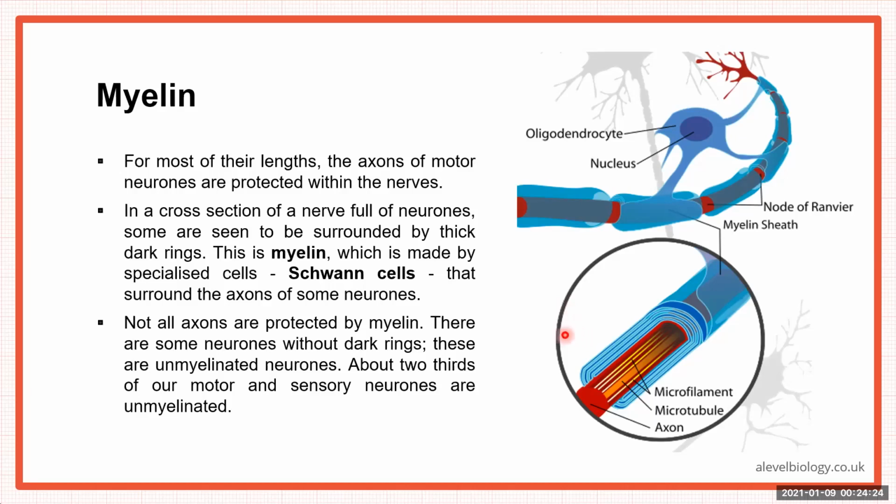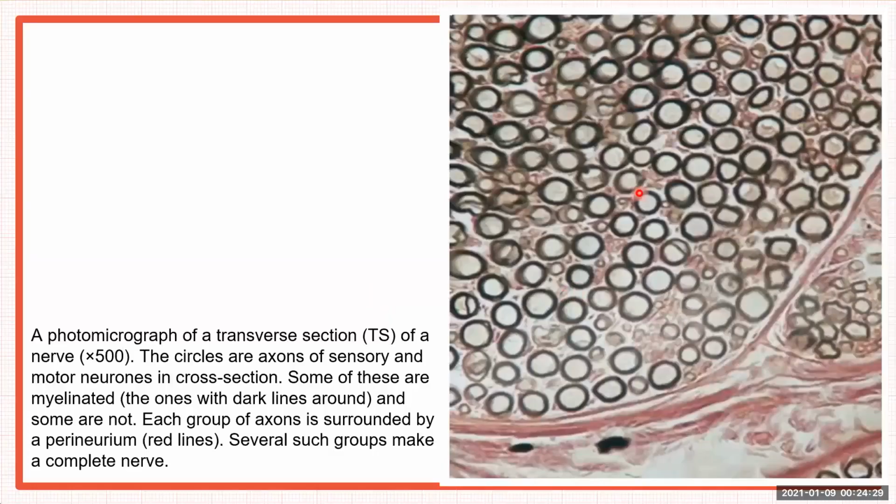And just have a look here. This is a photomicrograph. If you're looking at these circles, which are surrounded by these darker rings, these are the axons which are surrounded by the myelin sheath, right? Not all are covered; around 1/3 are covered, or known as myelinated. So these darker circles that you're seeing are axons which are covered by myelin. And this red part that you're looking at here is a perineurium, right?